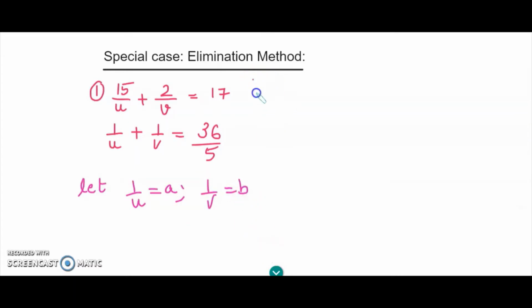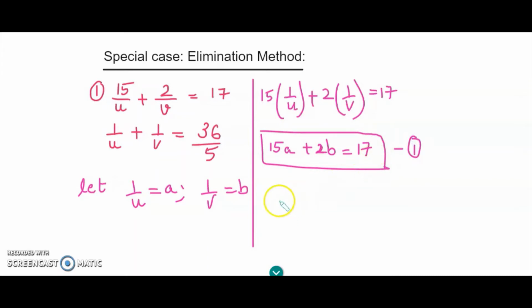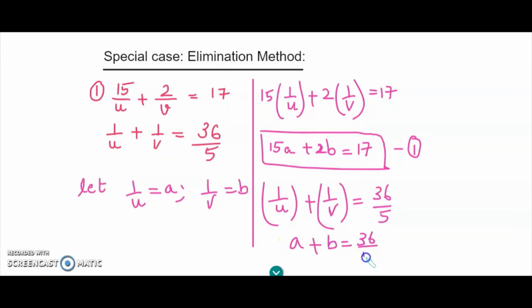So let's rewrite the equations in the form of a and b. This becomes 15 times 1 upon u plus 2 times 1 upon v equals 17. That is 15a plus 2b equals 17. That's my first equation. Second equation, it's 1 upon u, no coefficient, plus 1 upon v, again no coefficient, equals 36 by 5. So that becomes a plus b equals 36 by 5.